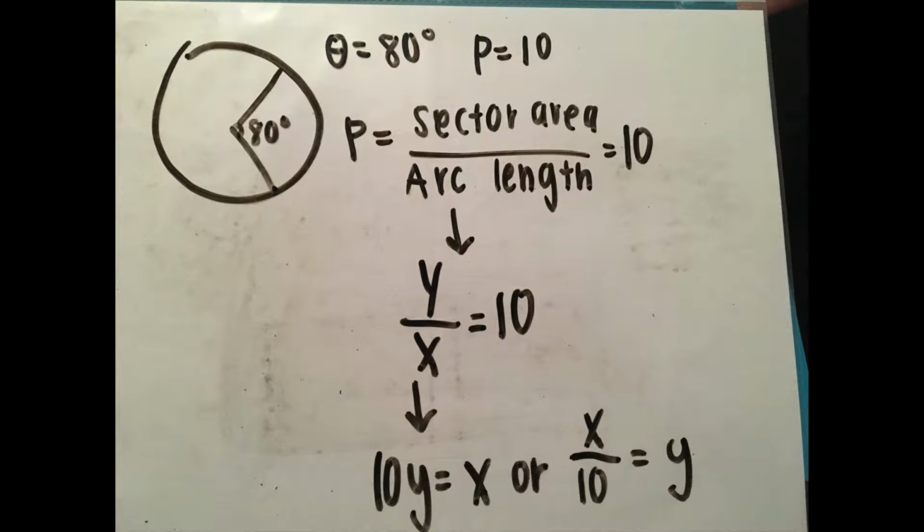In order to make this a little bit easier for later on in the problem, I determined sector area to be x and arc length to be y. Now this is written wrong on the screen, but it's supposed to be x over y is equal to 10. I made two different equations that are going to be used later in the problem. One of those is 10y is equal to x, or x over 10 is equal to y.